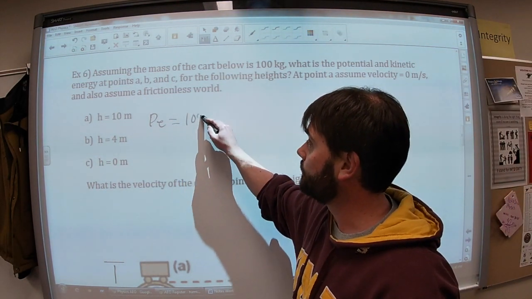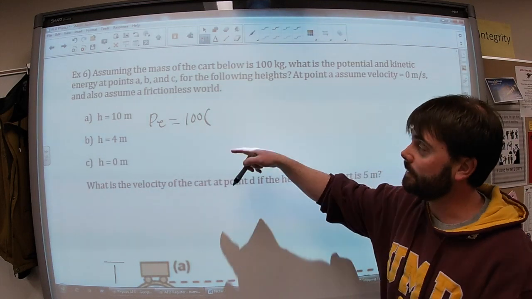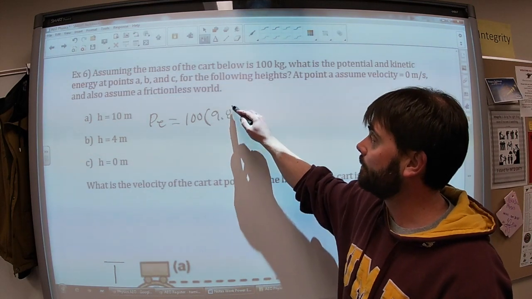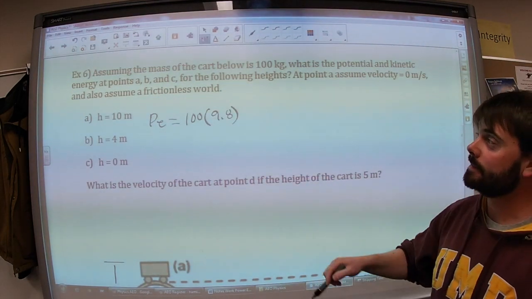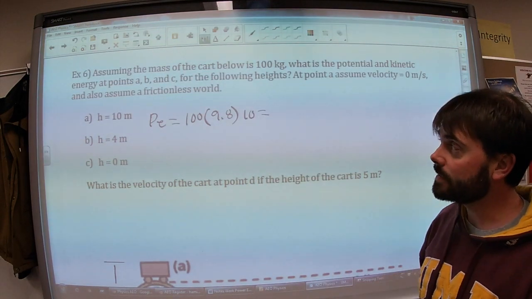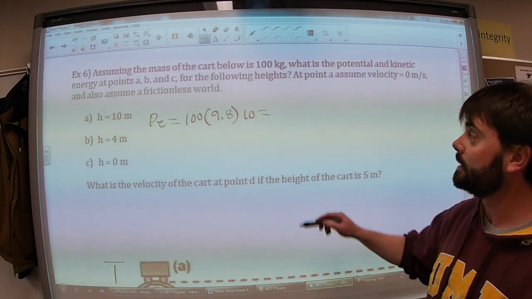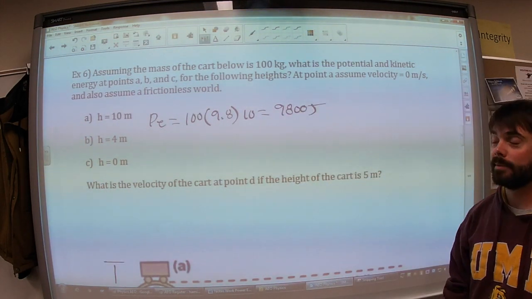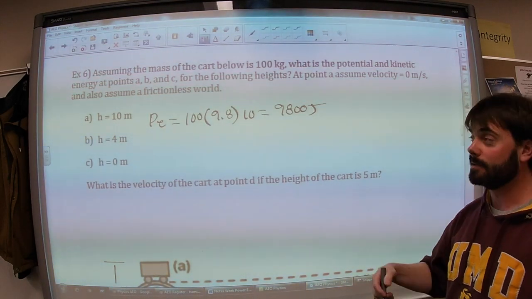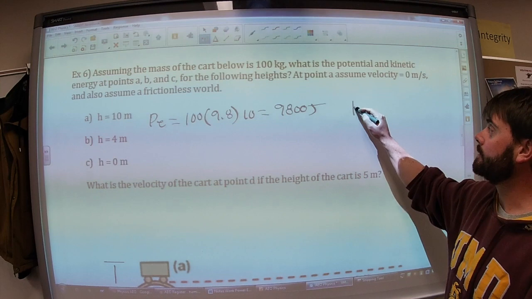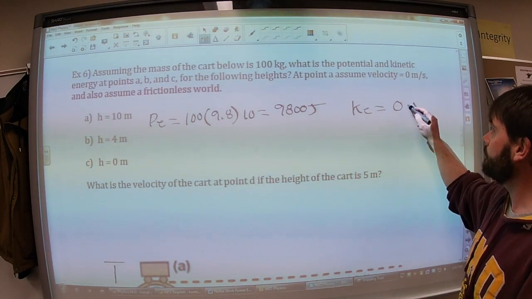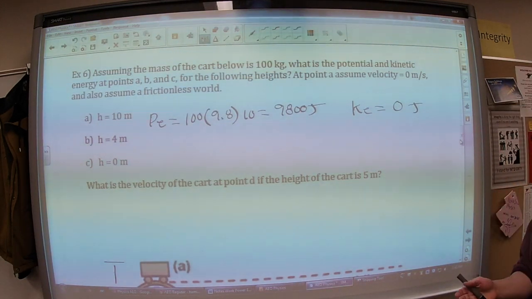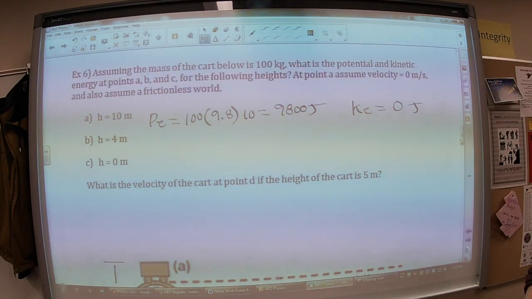So we know that the cart is equal to 100 kilograms, and I'm neglecting the units here just to save some space. We know the acceleration of gravity is equal to 9.8, and the height that it is above the ground here is equal to 10. So if I multiply the 10 times 9.8 times 100, this gives me 9,800 joules. Now this is an extremely important number because at the top, assuming that the cart's motionless before we let it go, that's the total amount of energy of the system. There's no kinetic energy before we let the cart go. So in the problem, they're saying at the top, let's assume that the velocity is 0 and it's a frictionless world.